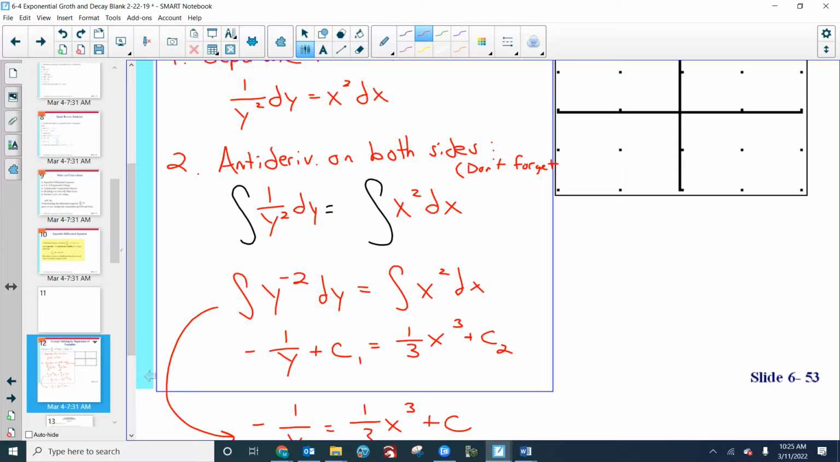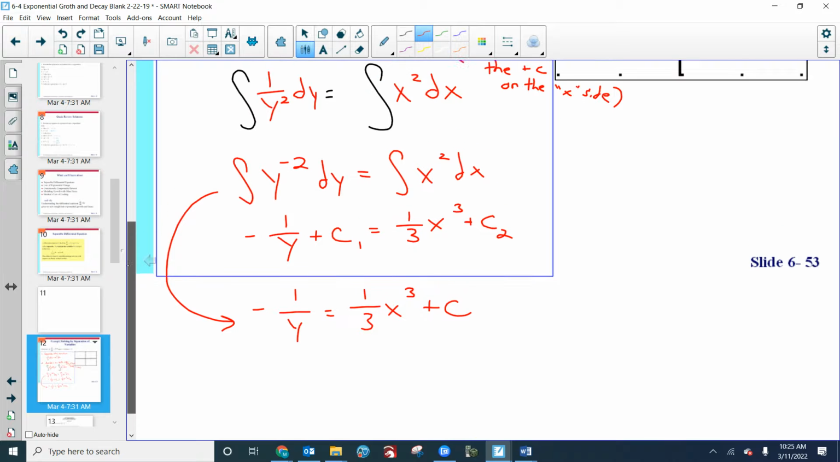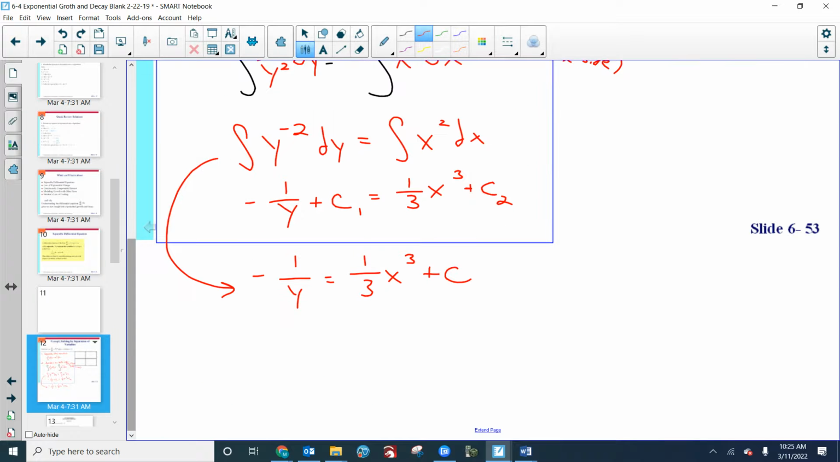to drink your Ovaltine. No, that's something different. Don't forget the plus c on the x side. Anybody get that reference? Don't forget to drink your Ovaltine. Yeah. Christmas story.